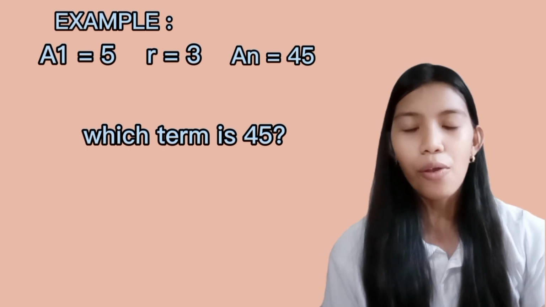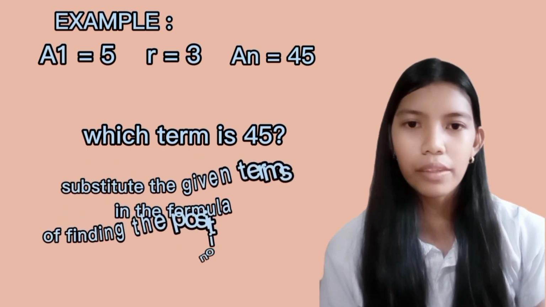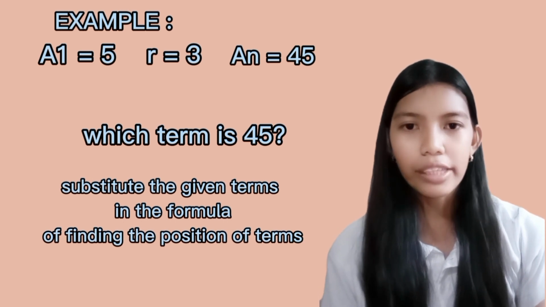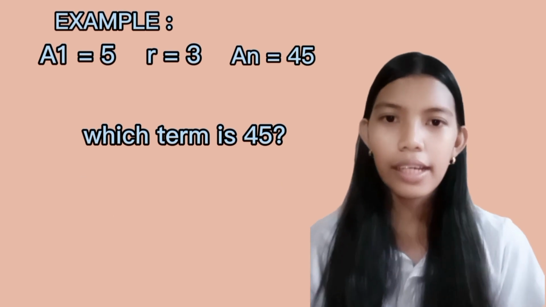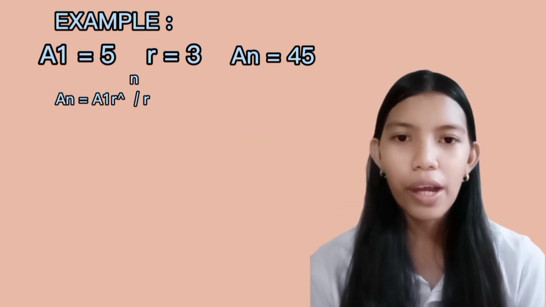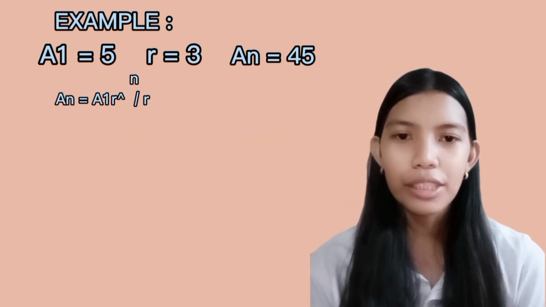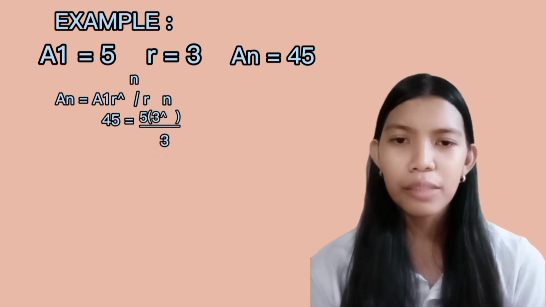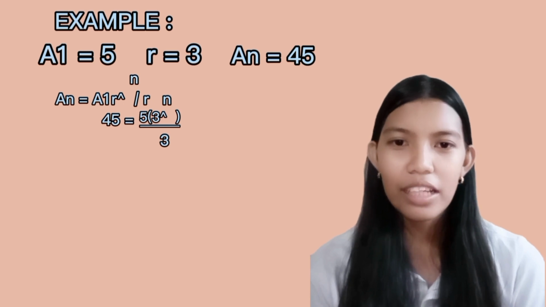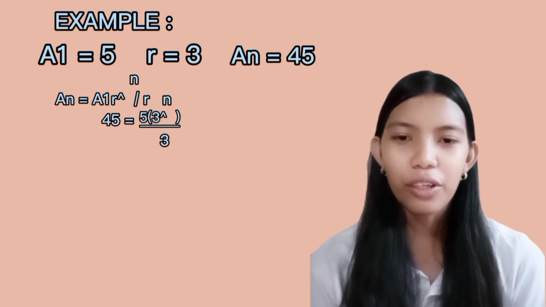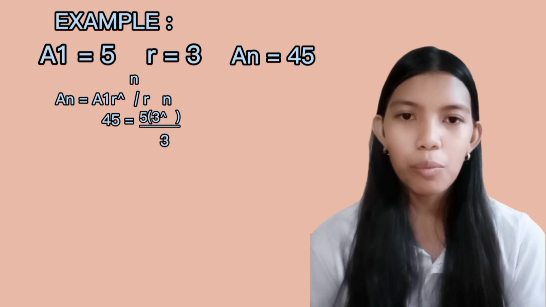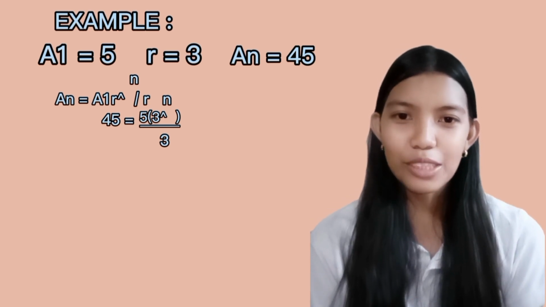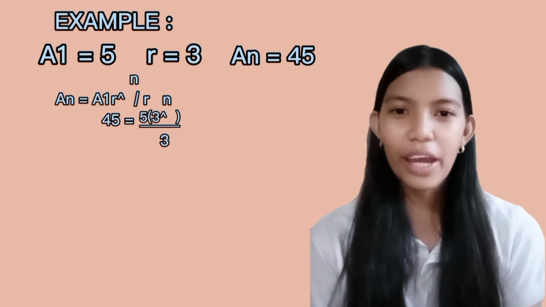So now we can substitute our given terms into the formula of finding the position of term. A sub n is equals to a sub 1 times the common ratio raised to n over the common ratio. Our a sub n is 45, our a sub 1 is 5, and our common ratio is 3. So we will now have a new equation which is 45 is equals to 5 times 3 raised to n over 3.